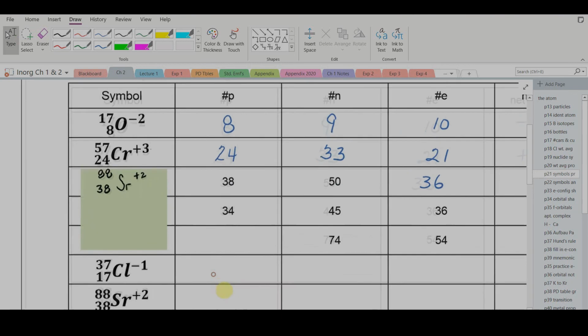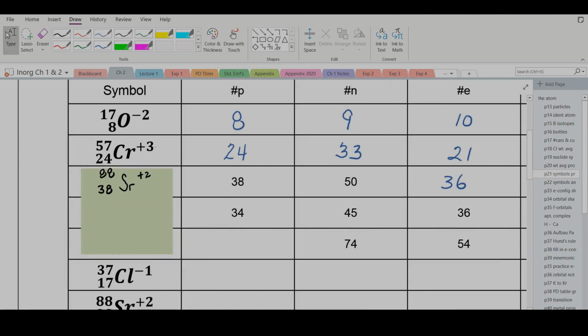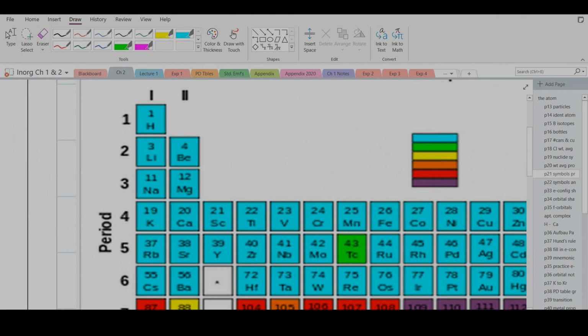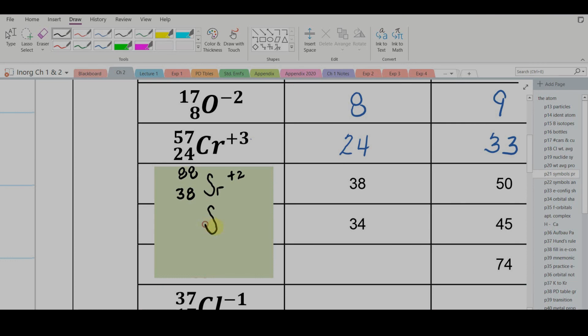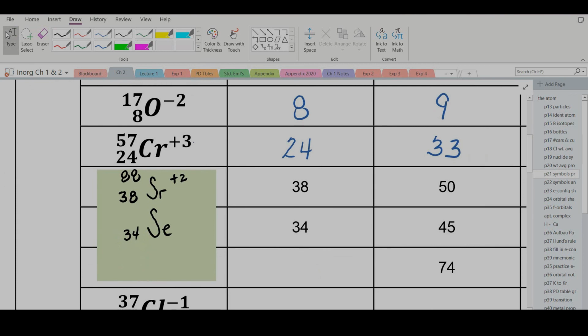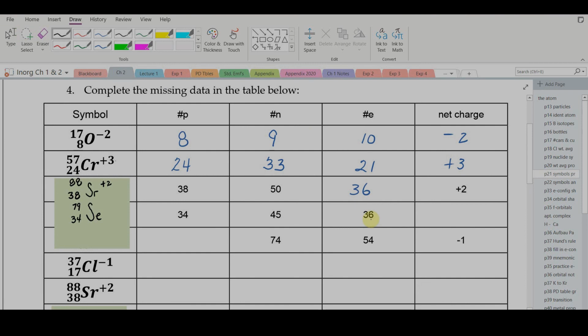Try the next one. This is element number 34. You look that up on a table. 34 is selenium. The number of protons is 34. The number of nucleons is 34 plus 45. That would be 79. The number of electrons is 36. That's 2 more than the protons, so therefore the charge must be minus 2. And that would be a selenide anion in group 6A, oxygen, sulfur, selenium. So minus 2 was quite believable.